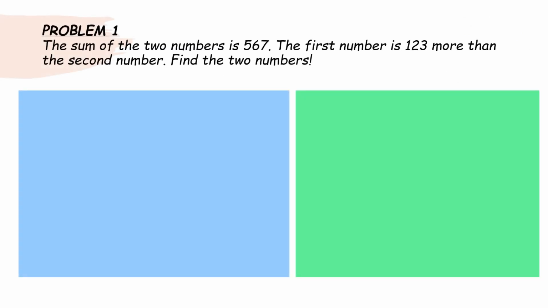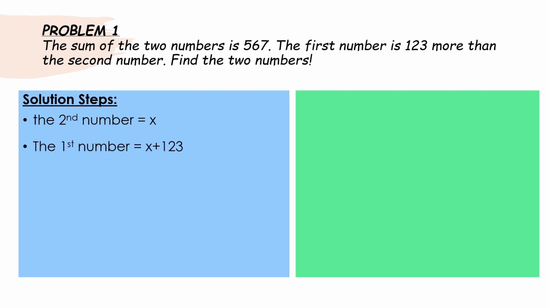Now let's see question number 1. The sum of two numbers is 567. The first number is 123 more than the second number. Find the two numbers. Okay, let's say the second number is x. The first number is supposed to be x plus 123. Why? According to the given information, the first number is 123 more than the second number.